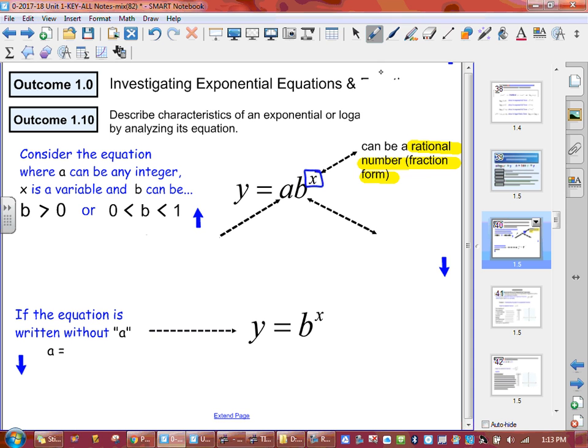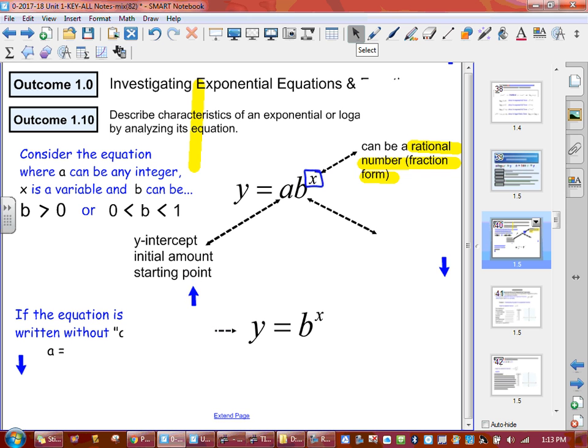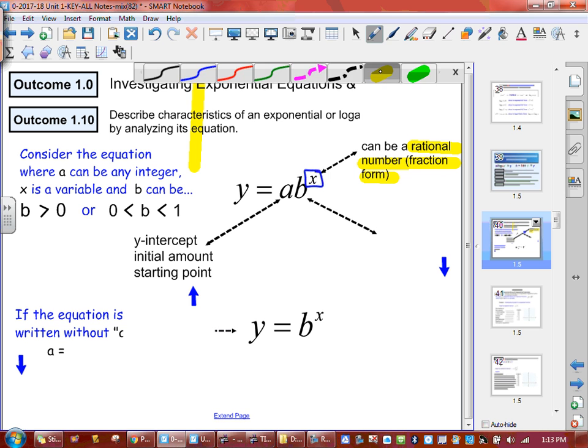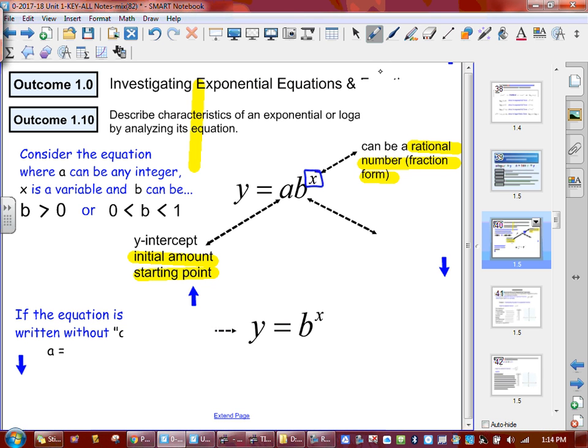On the left-hand side, what does A stand for? Well, we weren't sure till right now. A stands for the y-intercept. It's got two other names: initial amount and starting point. So it's going to be a starting point on your graph. Initial means starting, and in any generic equation, it's always the y-intercept. Always, always.